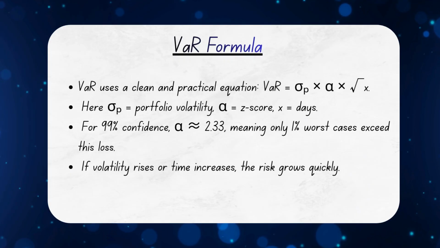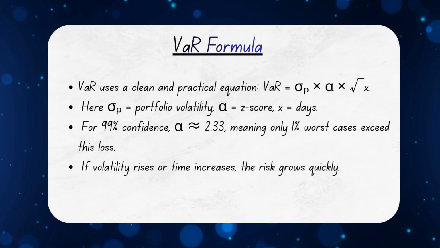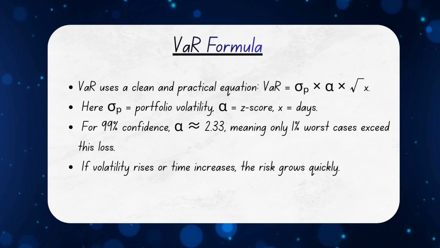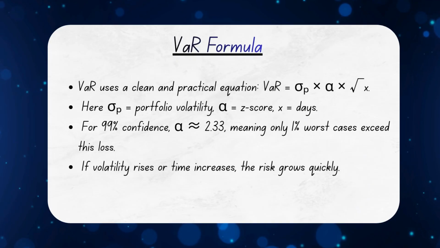The formula is straightforward and practical. VAR equals portfolio volatility multiplied by alpha, the z-score, and multiplied by the square root of time. For a 99% confidence level, alpha is about 2.33, meaning losses should exceed our estimate only 1% of the time. Notice something important. If volatility increases or if we hold positions longer, risk grows quickly because of that square root of time scaling.